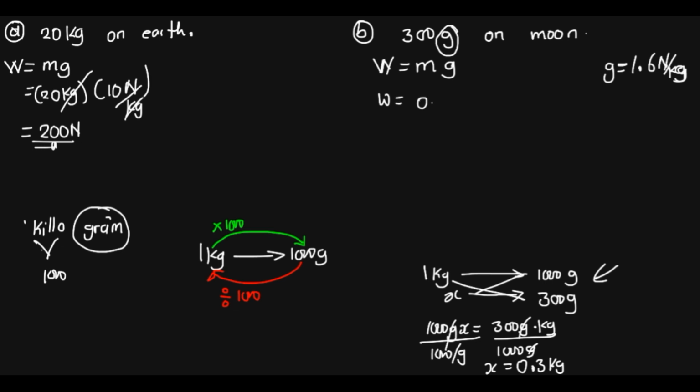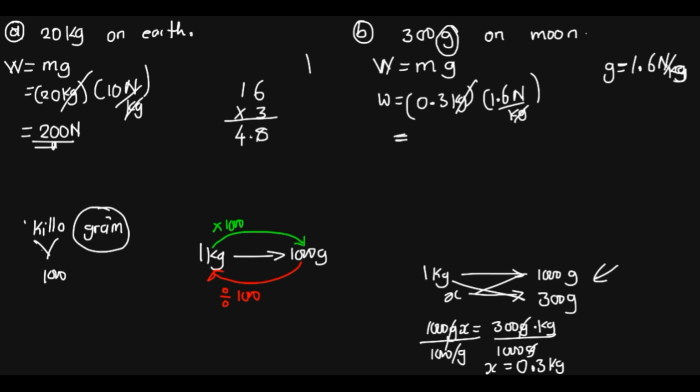Our mass is now 0.3 kg times our gravity on moon, which is 1.6 newtons per kg. So we can cancel. So 0.3 times 1.6. If you are dealing with calculations like this and you don't have a calculator, you can ignore the decimal points. So if we ignore the decimal from 1.6, we have 16. Then if we ignore the point from 0.3, we have 3. So 16 times 3, that is 48. So 3 times 6, that is 18. We have 1. 3 times 1 is 3 plus 1, that is 4, so 48.